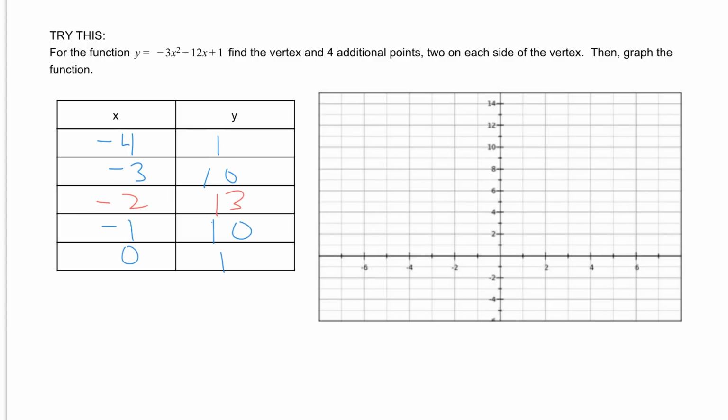And then if you go ahead and graph this, you have -4 and 1, -3 and 10, -2 and 13, -1 and 10, and then 0 and 1. Notice that this graph is opening down, and that's because our leading coefficient is negative. And remember, your parabola should always go out on a diagonal, not straight up and turn into vertical lines. If you have questions on this, let me know. Otherwise, you can move on to example 2.